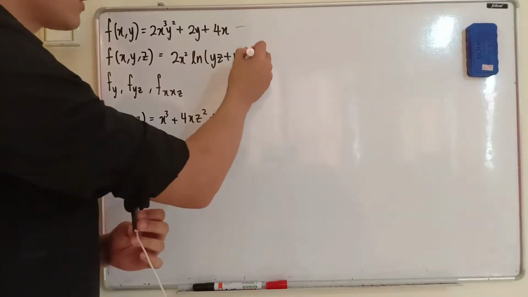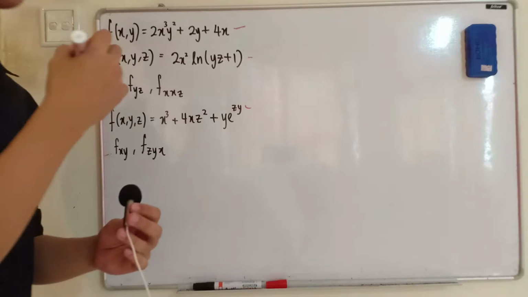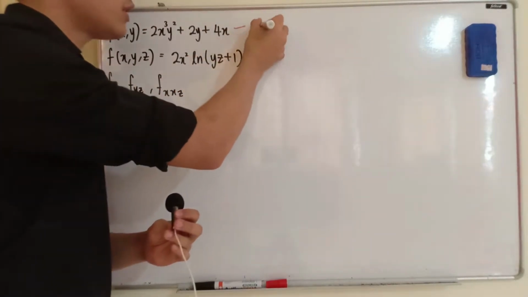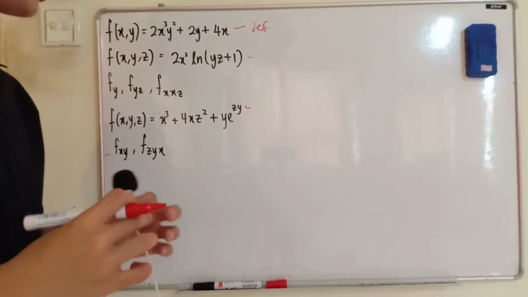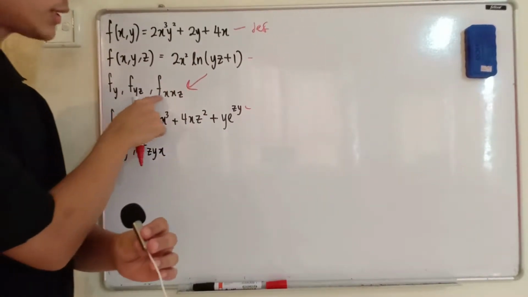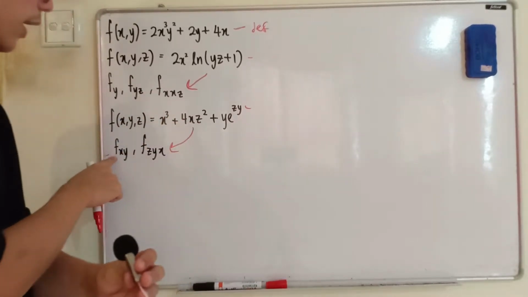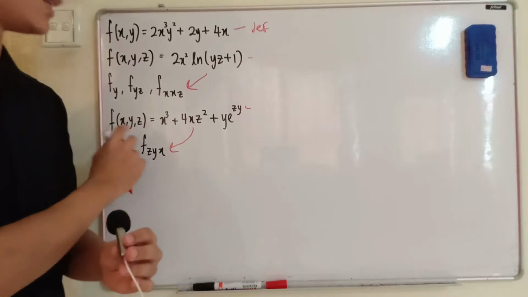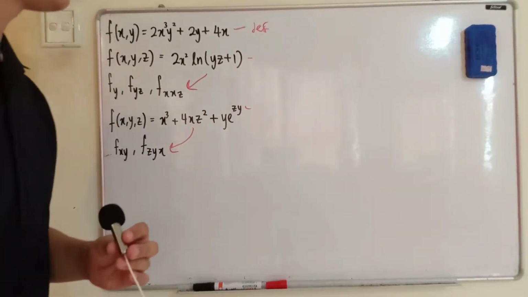I have three questions over here, 1, 2, and 3. For the first question, I'm going to solve it by using the definition of partial derivative. The second question, I'm going to solve like this, f_yz, f_xz. And the third question, I'm going to solve it like this, f_xy, f_zyx. It's quite confusing, but it's fun. I'm going to teach you.